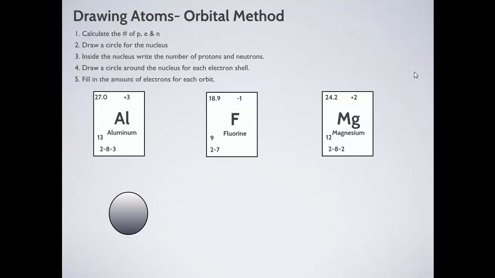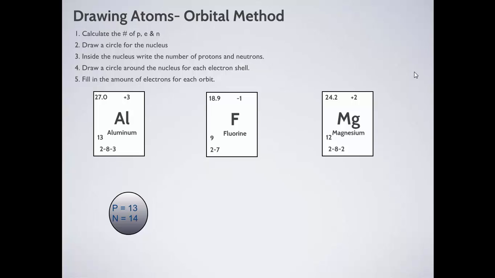What's in that nucleus of an aluminum atom? Raise your hand if you can tell me. Ella? Can you be more specific? Correct. 14 neutrons and 13 protons make up the nucleus of a single aluminum atom.